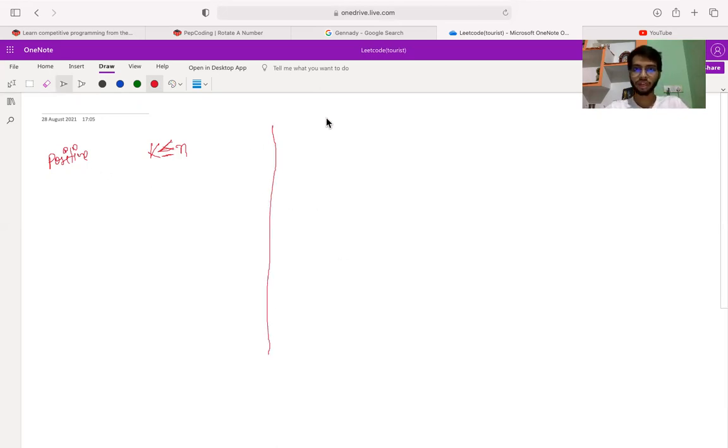The second condition is if k is greater than n. And the next condition is if k is less than 0, meaning k is negative. So for example, let me consider a test case from here.